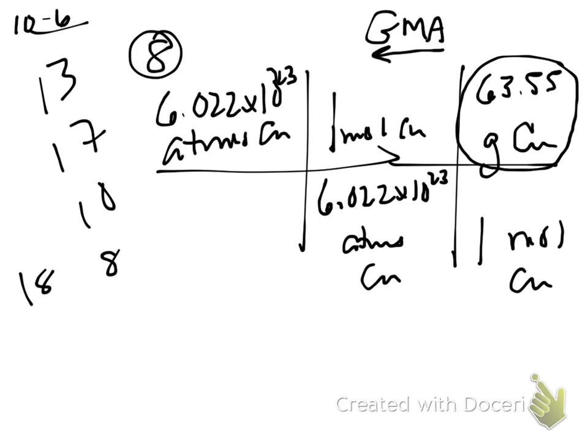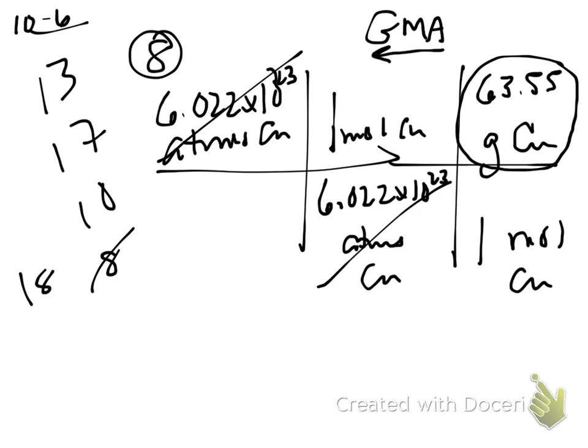Now, a few astute among you noticed, hey, that whole thing cancels that whole thing. Yeah, of course it does. That's because that's 1 mole of copper atoms. So 6.022 times 10 to the 23rd atoms is 1 mole. So yeah, you could have skipped a step on that. Does that make sense?